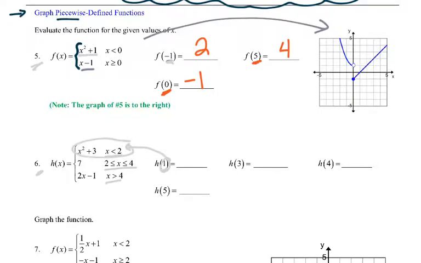Anytime for the next portion, h of x is equal to 7 if x is between 2 and 4 inclusive, because the signs are less than or equal to. So it essentially says h of x is equal to 7 for x's that are greater than or equal to 2 and less than or equal to 4. So anything that lies between 2 and 4, including 2 and 4, we evaluate with what I've circled in purple.